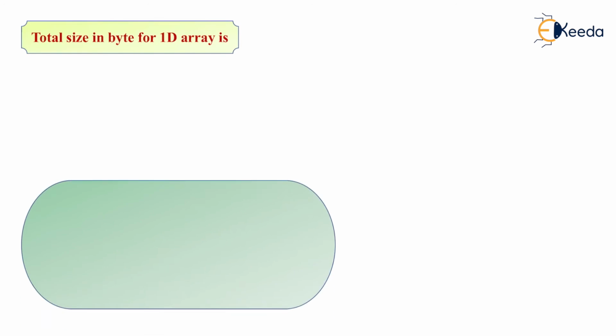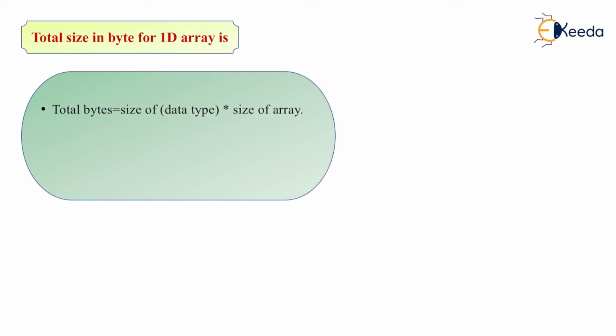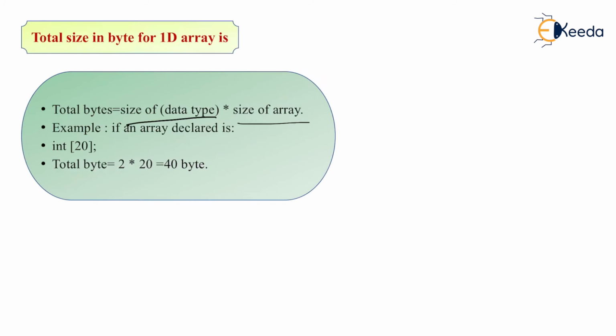Total size in bytes for a one-dimensional array is total bytes equal to the size of the data type times the size of the array, which I've already explained. Example: if an array is declared as int A[20], total bytes is equal to 2 into 20. The size is 20 and each element takes 2 bytes, so I can say 40 bytes of data will be stored for the integer array A.